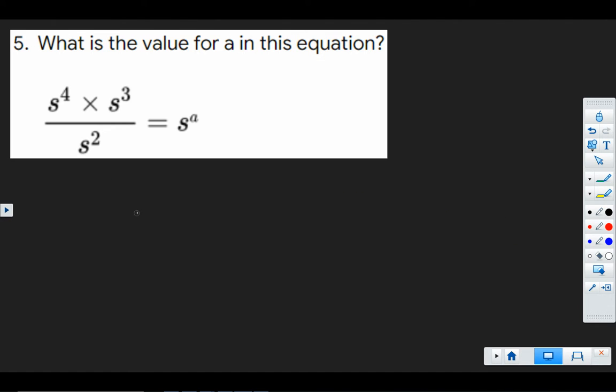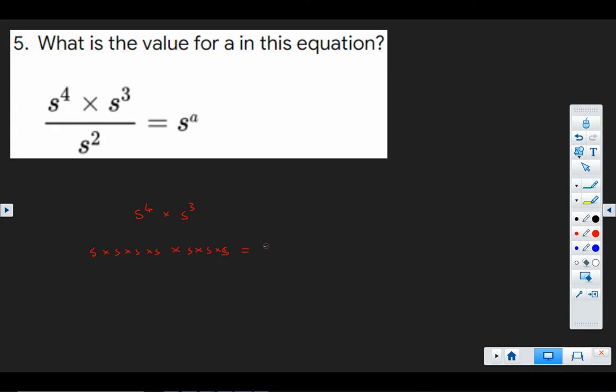Okay, we've got a couple of skills going on here. So let's start with the top, is that we're multiplying 2 powers together, and we should be familiar that at this stage s to the power 4 means s times s times s times s, and we're multiplying by s cubed, which is s times s times s. So we can see that in fact we've got 7 s's that we've multiplied together, and of course that has come from these two numbers here, that 4 plus 3 equals 7.